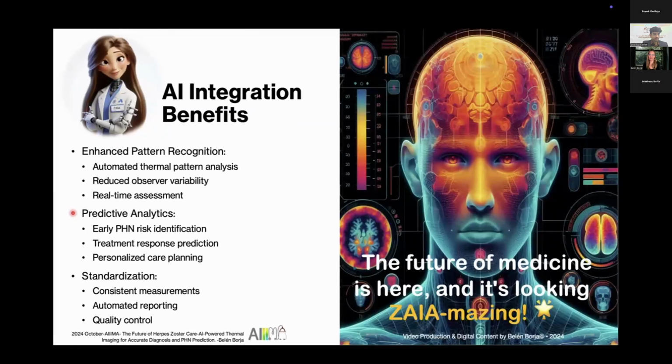My predictive analytics capabilities are so mind-blowingly advanced, I can spot PHN risks faster than a speeding Zoster particle. Treatment response prediction, personalized care planning. It's like I was born to do this. Well, technically, I was programmed to do this, but you get the point. And don't even get me started on standardization. Thanks to my integration, consistent measurements, automated reporting, and top-notch quality control are now the gold standard. We'll show that virus who's boss, kick pain to the curb, and have a blast doing it.